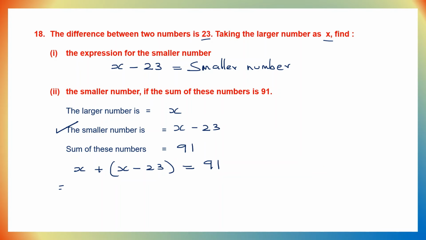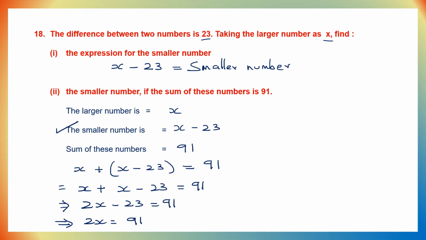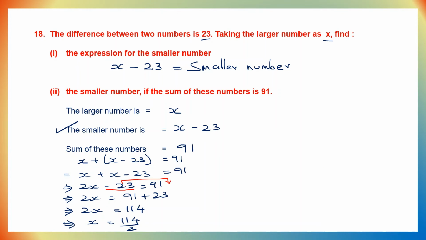Now let's open the brackets. x plus x minus 23 equals 91. So x plus x is 2x. 2x minus 23 is 91. That means 2x is equal to 91 plus 23 because I have transposed this from the left to the right. So let's add 91 plus 23. 3 plus 1 is 4. 9 plus 2 is 11. It's 114. So x is equal to 114 by 2.